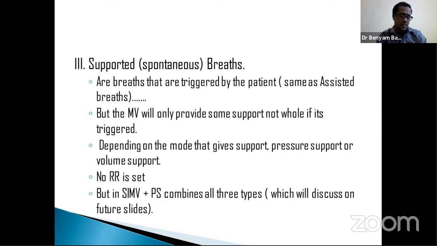And it will be supported by either pressure or volume supports. Usually we don't find this setting or the delivery of spontaneous breaths alone or in an individual setting, but rather it's incorporated in other modes of breath delivery, such as SIMV plus pressure support combined, which I'll come to on the future slides.